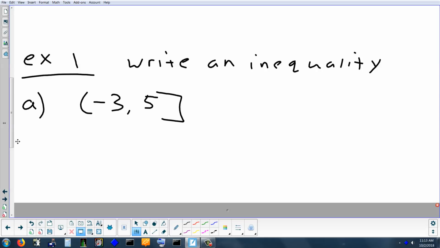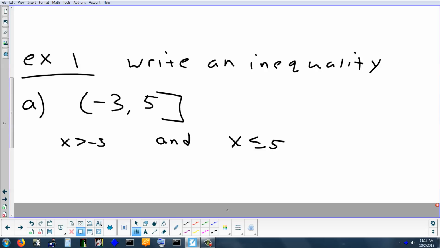Now what I want to do is write it as an inequality. So we're going to need two of them. Can anybody tell me what my first inequality will be to describe the left-hand side? -3 is less than x, or we could also say x is greater than -3. You agree? Same thing. So x is greater than -3, and what would be my other inequality? x is less than or equal to 5.